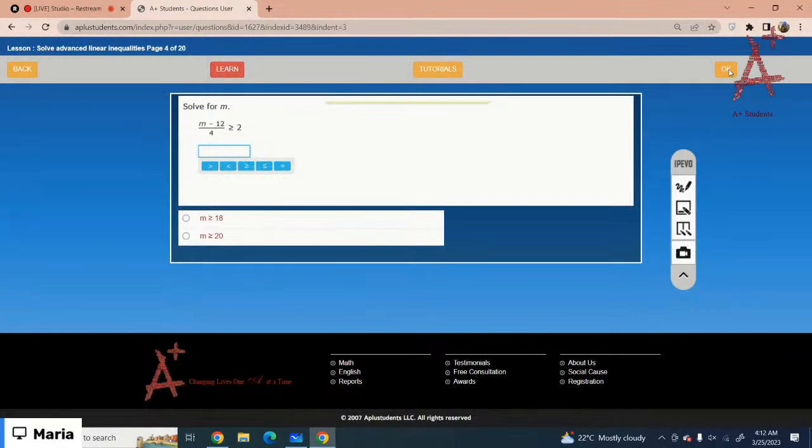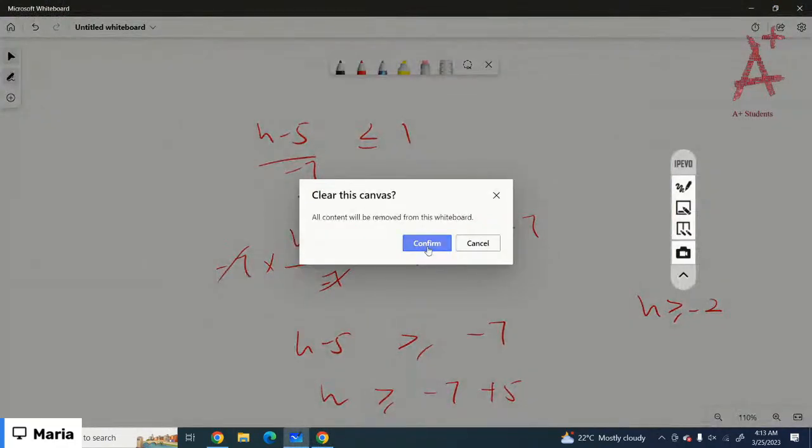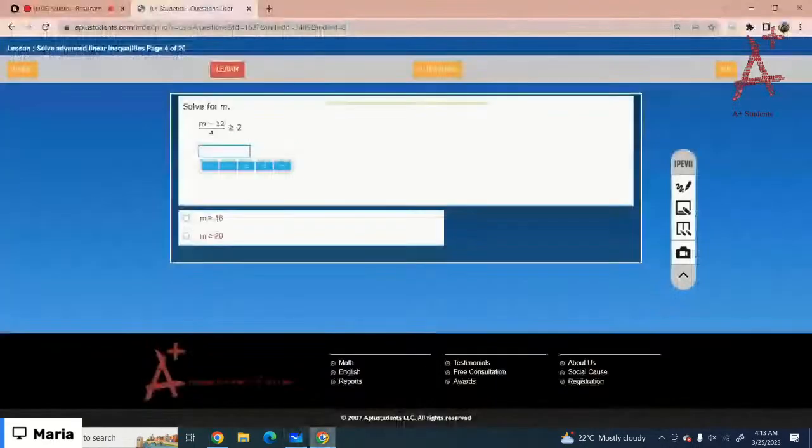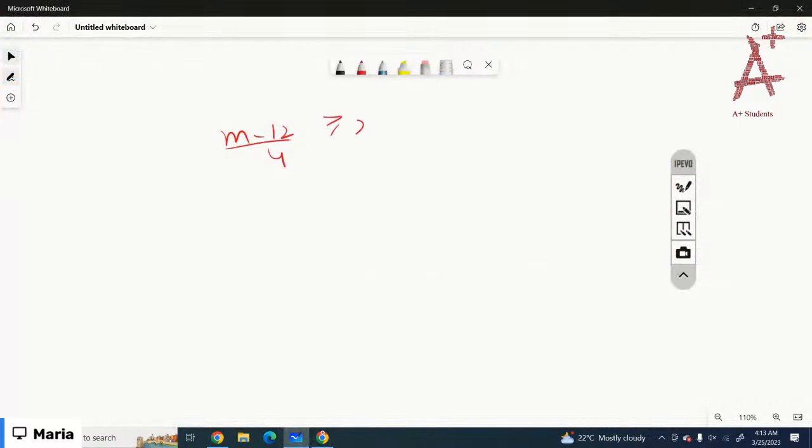Okay, the next one is m minus 12 over 4 is greater than or equal to 2. Let's just multiply both sides by 4. It would be m minus 12 is greater than or equal to 4 times 2 is 8. Got it?